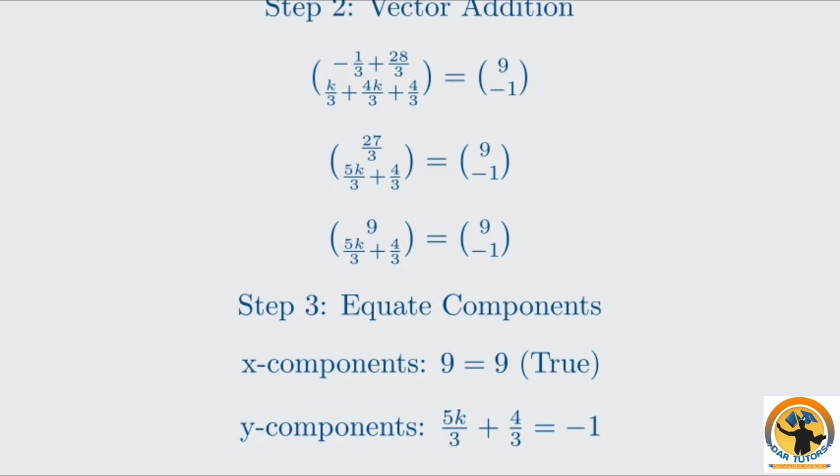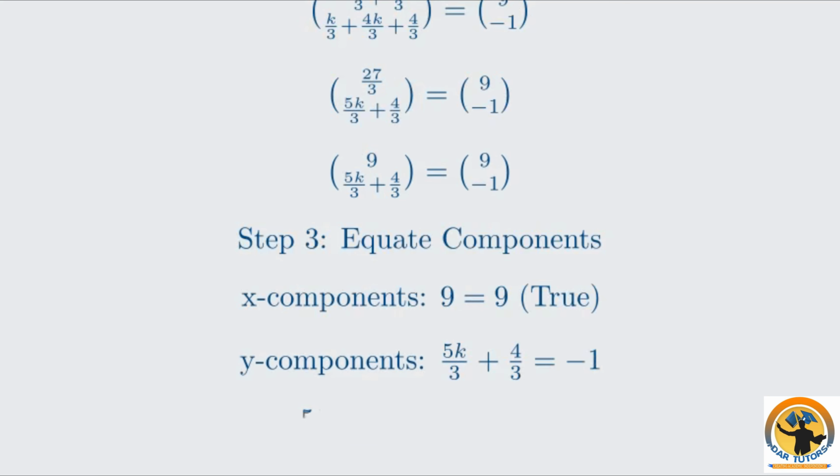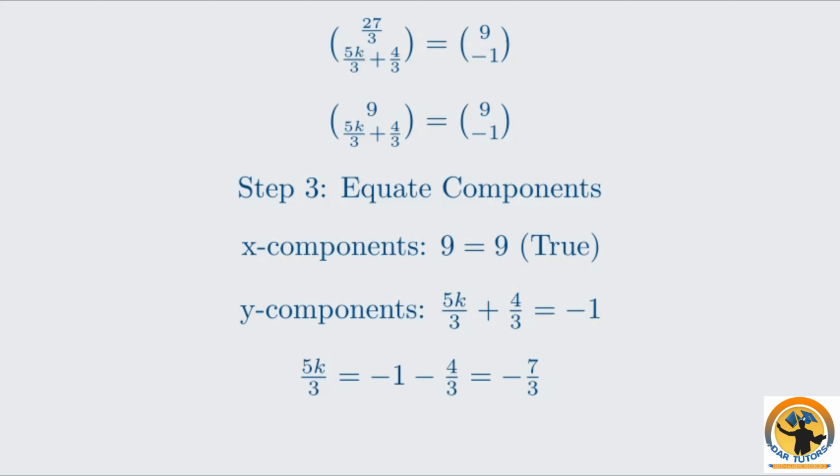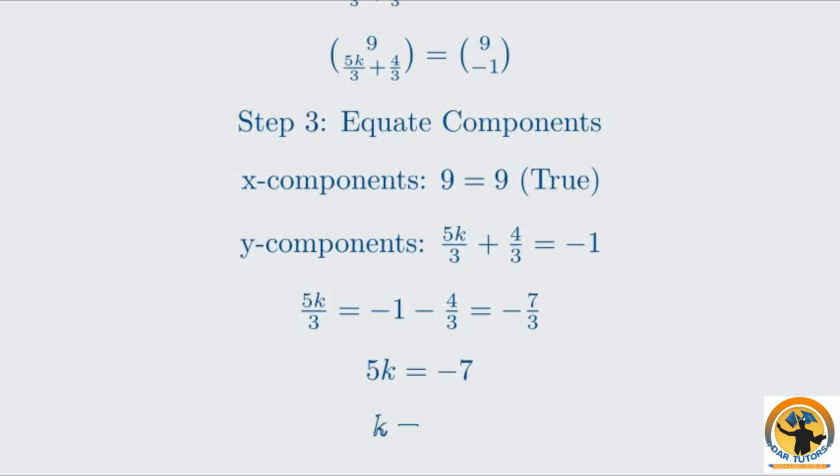We can solve this linear equation for k. Subtracting 4/3 from both sides, we get 5k/3 equals -7/3. Multiplying by 3, we get 5k equals -7. Finally, dividing by 5, we find that k equals -7/5. This example shows that even with fractions and more complex expressions, the method of simplifying and equating components remains the same.